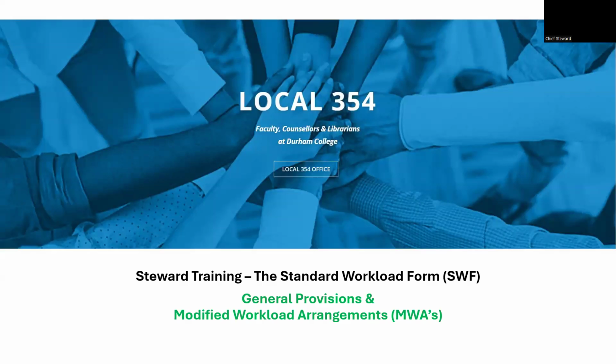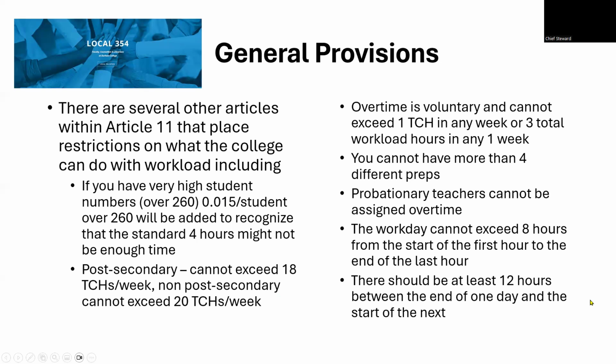There are a number of other general provisions that impact workload and something called modified workload arrangements. Some of the things in the collective agreement that also help restrict the amount of workload you can be given are things like this. There are cases where faculty have very high numbers of students, and for every student over 260, an additional factor is given because the 4 hours that are set aside for out of classroom assistance in the complementary hours may simply not be enough when you're dealing with that high number of students.